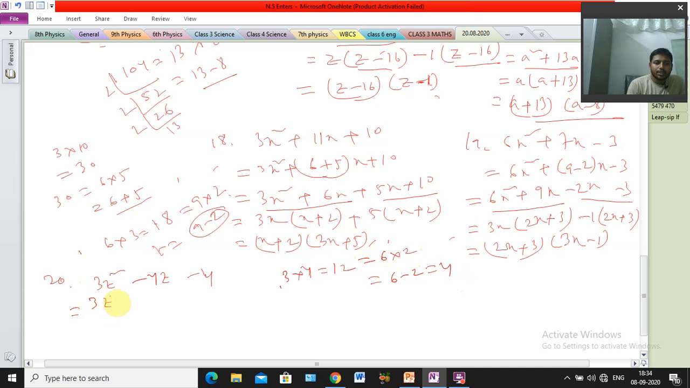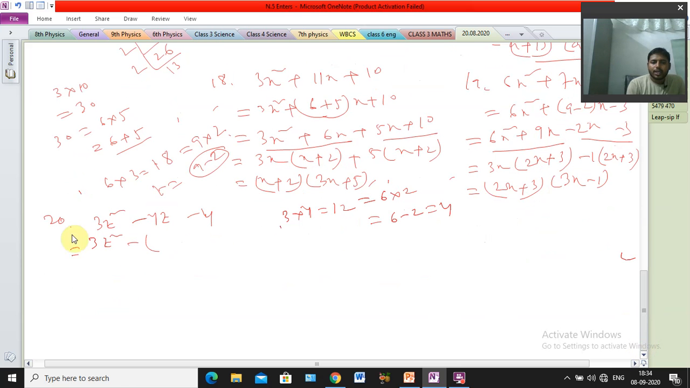So that means we can write 3z square minus, instead of 4 we can write 6 minus 2, z minus 4. Okay, so 3z square minus 6z, and minus outside and minus inside, so that one will be plus 2z. This one clear? Because in front of 6 plus sign was there, and outside minus, so minus 6z we are getting. And another one, outside minus and inside minus, so plus 2z we are getting here.